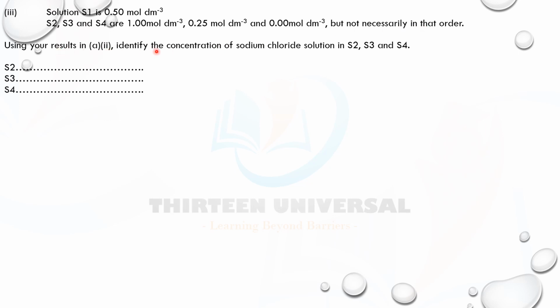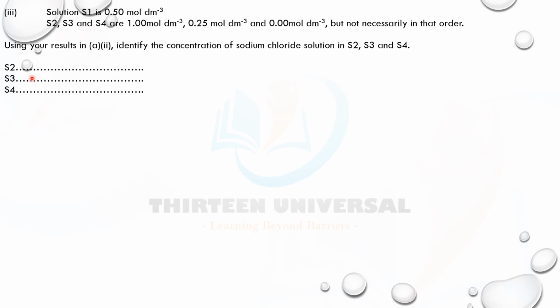Use your result in part A to identify the concentration of sodium chloride solution in S2, S3, and S4. Guys, whatever you have in your table before will be used to answer this question. If S2 has the most plasmolized cells, it will have the highest concentration. The one that has no plasmolized cells, or the least number, should have the lowest concentration. Do you get?